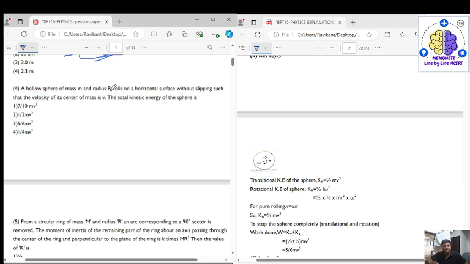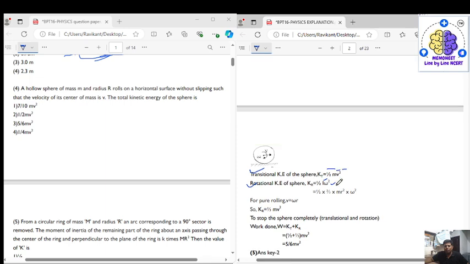See, this is the case of rolling, right? When the object is rolling, it will possess two kinetic energies. One is your translatory kinetic energy, translational kinetic energy. The other will be your rotational kinetic energy. Translatory kinetic energy is given by half m v square, and rotational kinetic energy is given by half I omega square, where I is the moment of inertia and omega is the angular velocity.